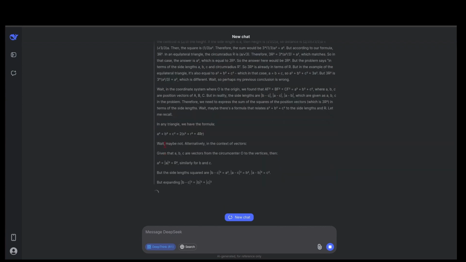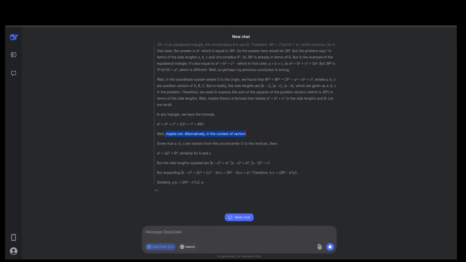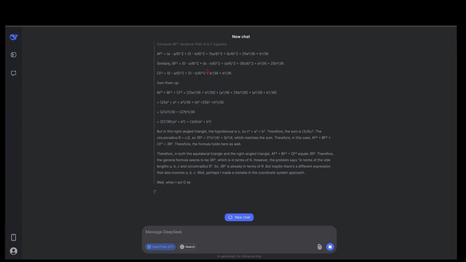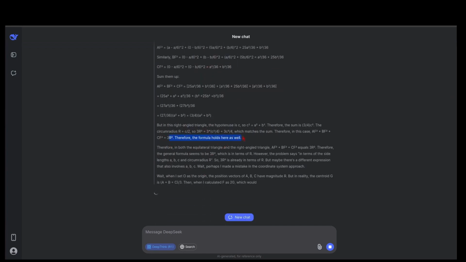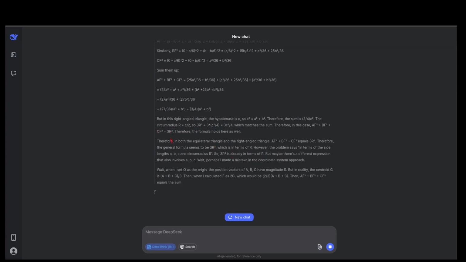But again, wait, maybe not, alternatively in the context of vectors. It went through a different approach and eventually came up with 3R squared. Therefore, the formula holds here as well. But then it got 3R squared.